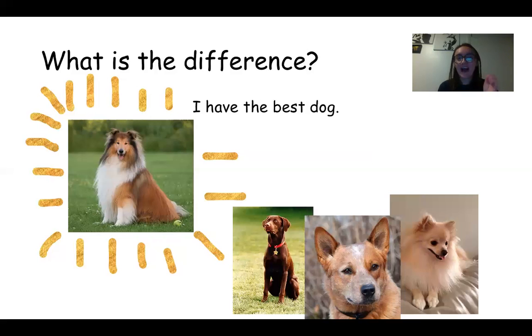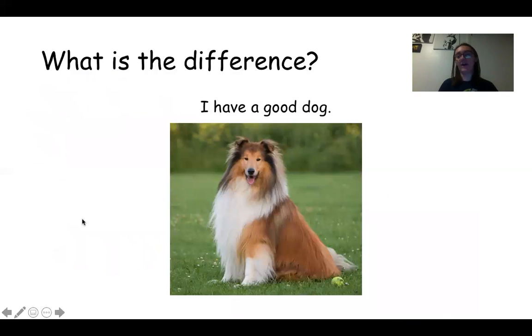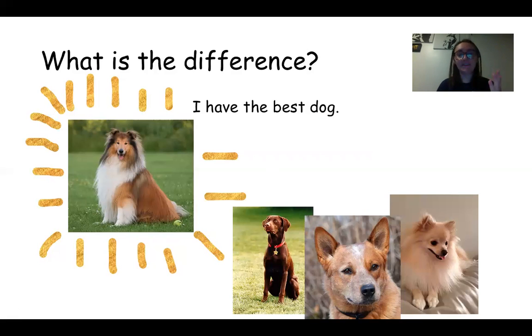But if you say, I have the best dog, I'm saying that my dog is the best, it's the most good, it's better than all of the other dogs that I've ever had, right? That I've ever owned, or that I have seen or met. So when I say I have a good dog, I'm just talking about my dog. I think they're good. But if I say I have the best dog, I am saying that they are the greatest. They are the best. They're the most, right? So they're better than all of the other dogs.